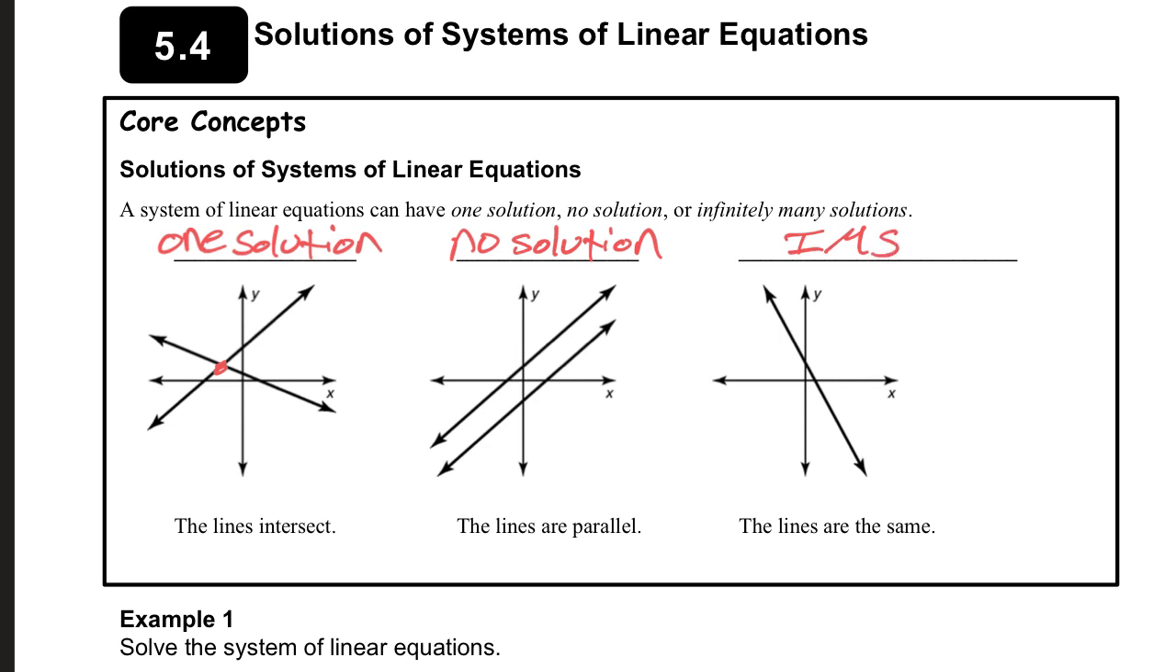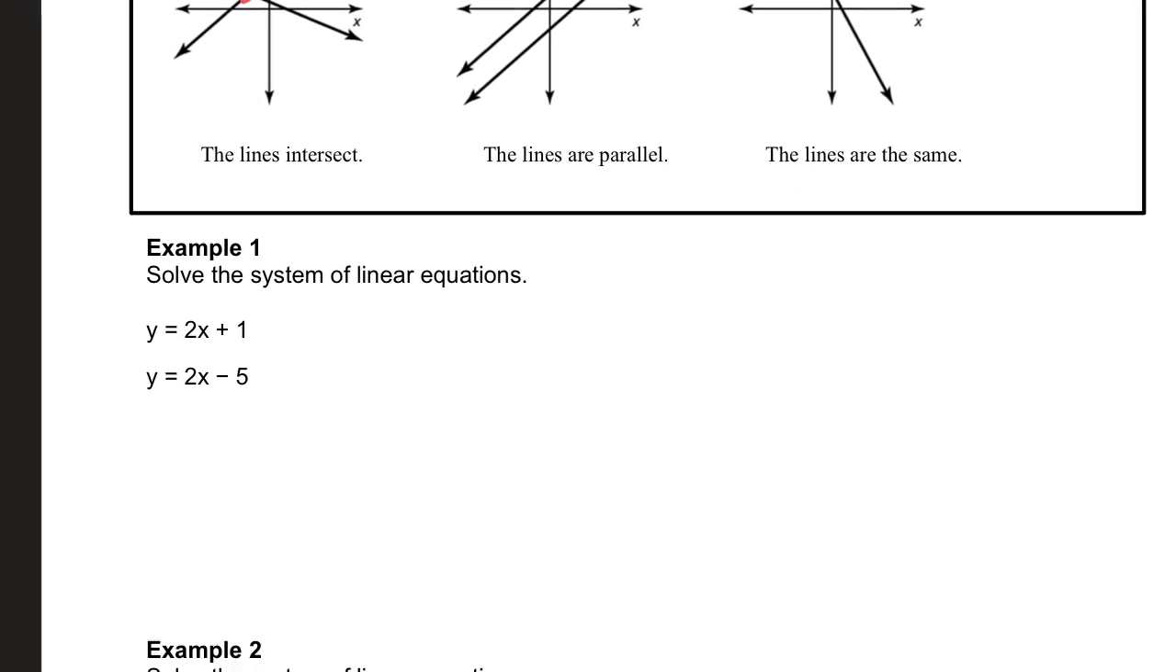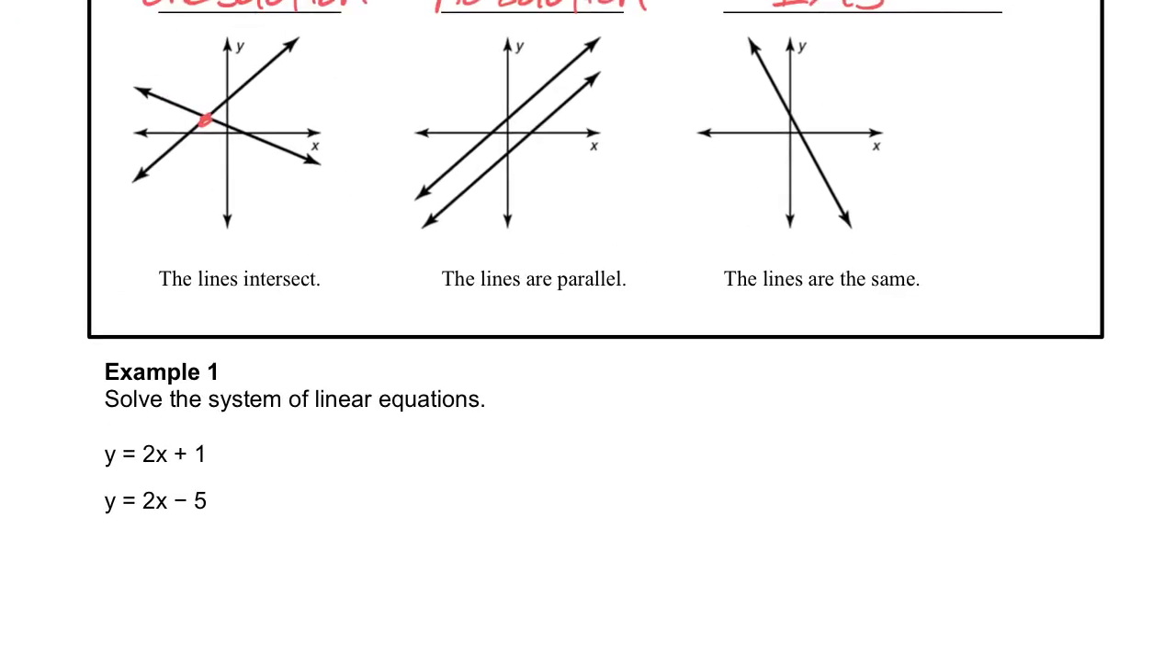And then if you graph two lines and they just so happen to be identical, that means there's infinitely many solutions. So when you graph, it's easy to tell how many solutions there are, but sometimes when we're doing these algebraically, we want to show you what happens. So what I'm going to add to these notes is, on this first part, one solution is normal. Okay, that's going to be normal for us.